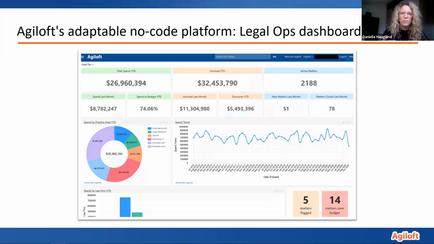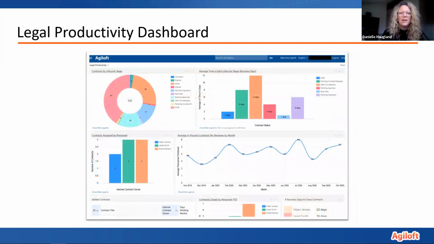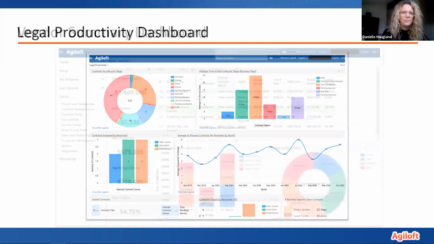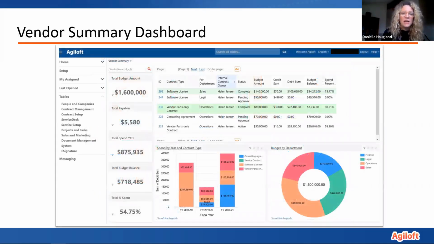If you could just run through the next one. Thank you. Legal productivity dashboard. This information is really going to help drive cycle times down, get to contracting quicker, identify bottlenecks. You can move on to the next one. Vendor summary dashboard, see where your money's going, which suppliers are performing, which contracts are up for renewal. That's really important, right, Susan? Mm-hmm. So all of it's configurable.